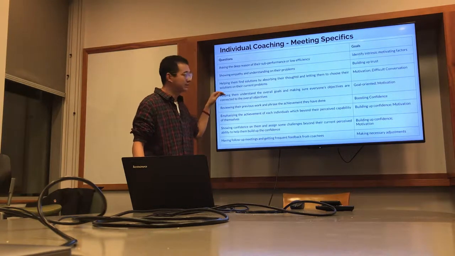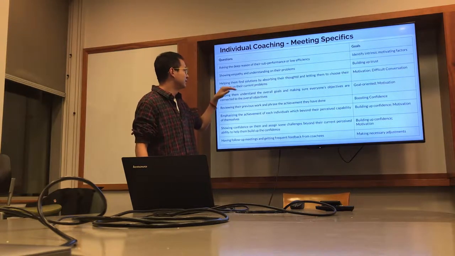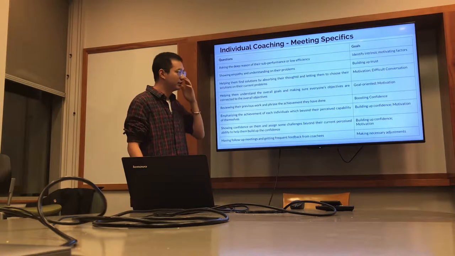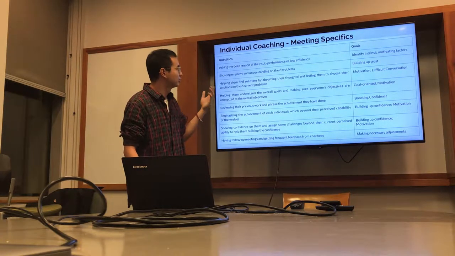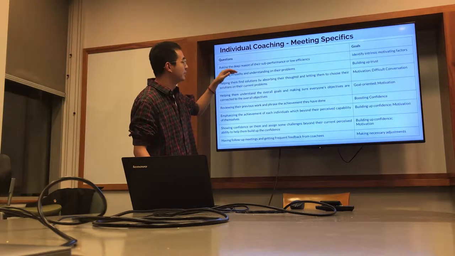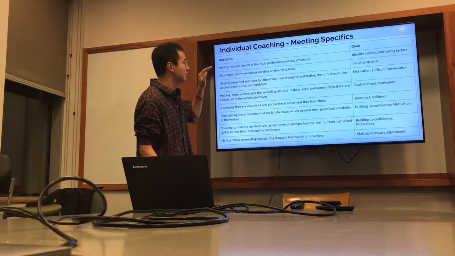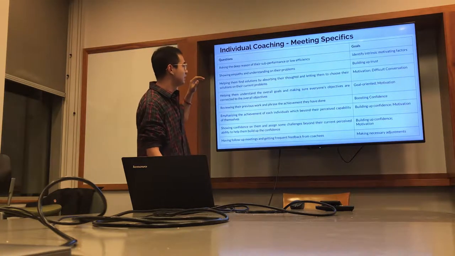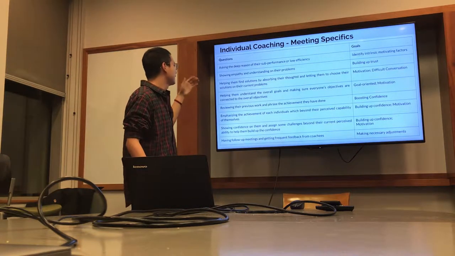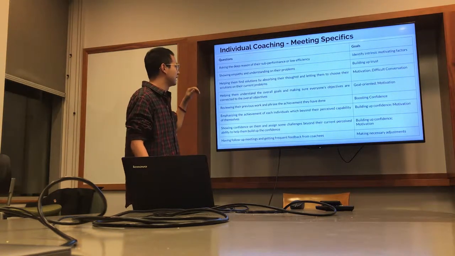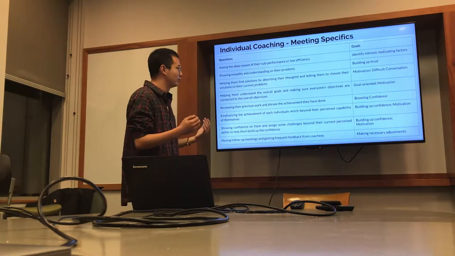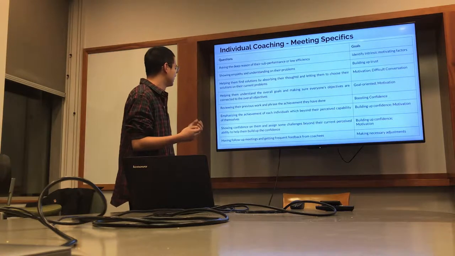The first one is to ask for the deep reasons behind their staff performance or low efficiency, beyond their smoke screen reasons. That is something we can conduct to identify intrinsic motivating factors. The second part is showing empathy and understanding of their problem. That could build up a good trust and relationship with coaches.